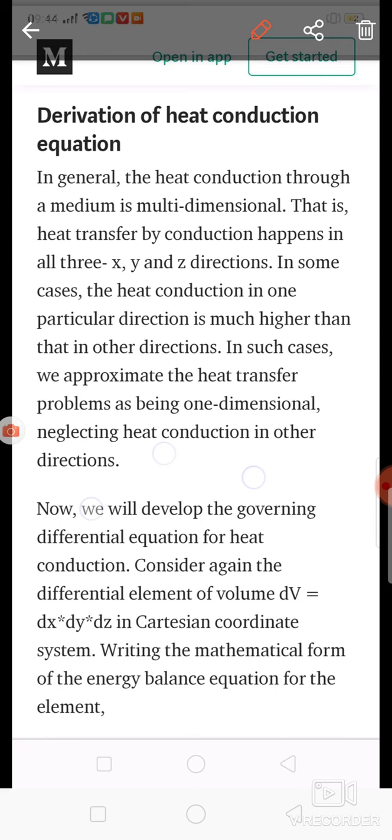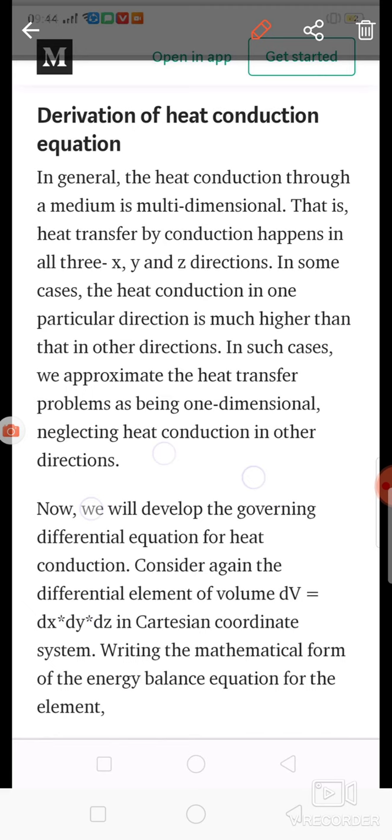In general, heat conduction through a medium is multidimensional, that is, heat transfer by conduction happens in all three directions. In some cases the heat conduction in one particular direction is much higher than in the other directions. In such cases, we approximate the heat transfer problem as one dimensional, neglecting heat conduction in the other directions. So we consider only three directions, that is x, y and z. Actually heat transfer takes place in any direction, maybe more than three, but to derive the equation we consider only the x, y and z directions.